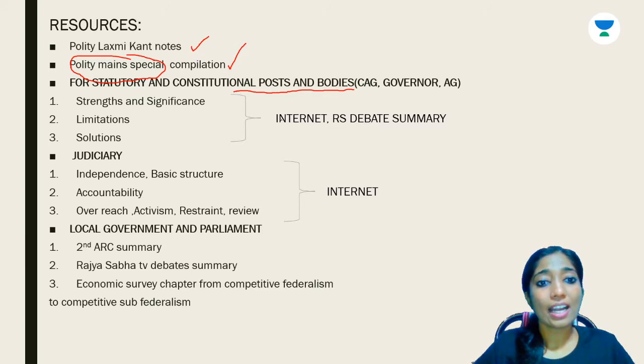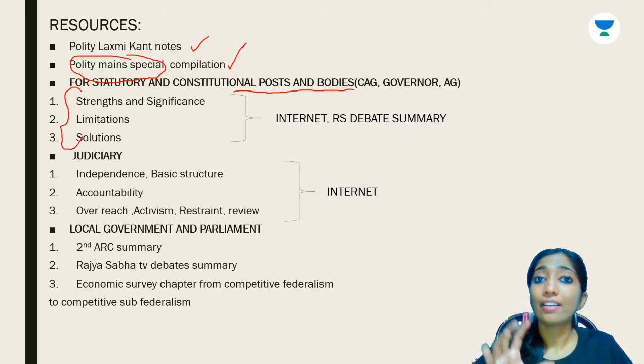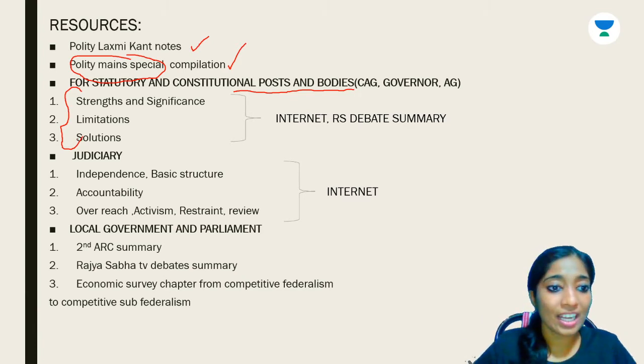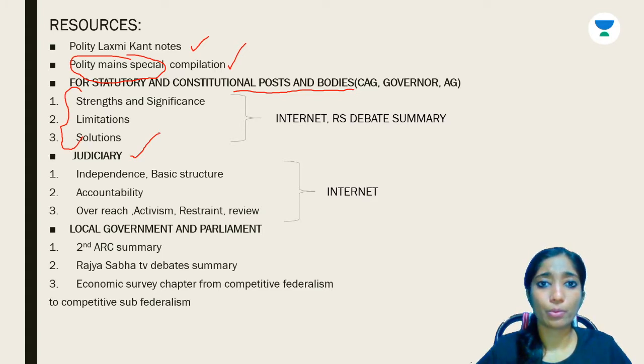Under that, I went through and took notes on these bodies. What did I take? One is the strength and significance, then the limitations of these bodies, and the solutions to overcome these limitations. These three are very important for the constitutional and statutory bodies. And then regarding judiciary, it is a very important portion because in most years I have seen questions from the judiciary portion.